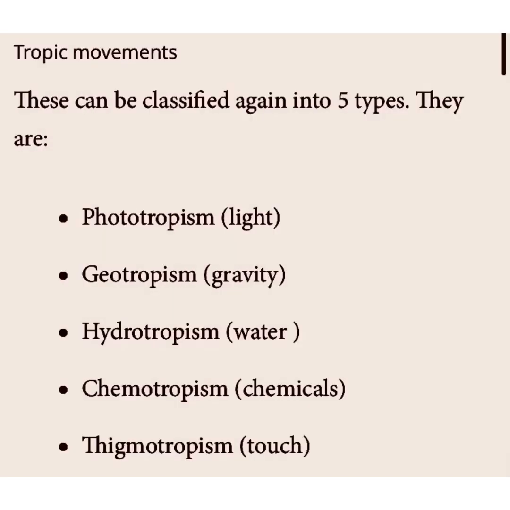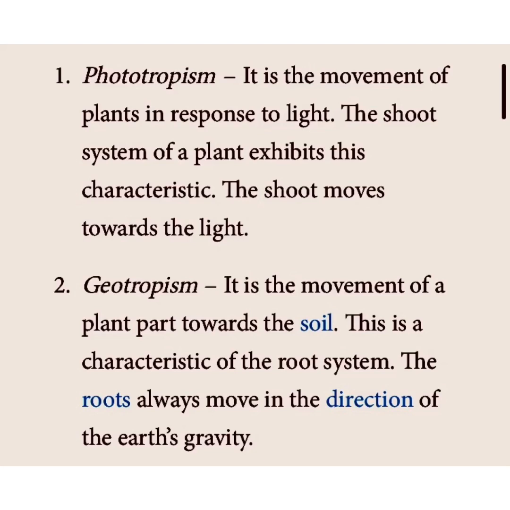So as you know, tropic movements are growth-dependent movements. They can be classified into five types: phototropism in response to light, geotropism in response to gravity, hydrotropism in response to water, chemotropism in response to chemicals, and thigmotropism in response to touch. So these are the five types of tropic movements, which may be away or towards the stimulus. Accordingly, they will be known as positive or negative tropic movements. Now we'll study all the tropic movements in detail.